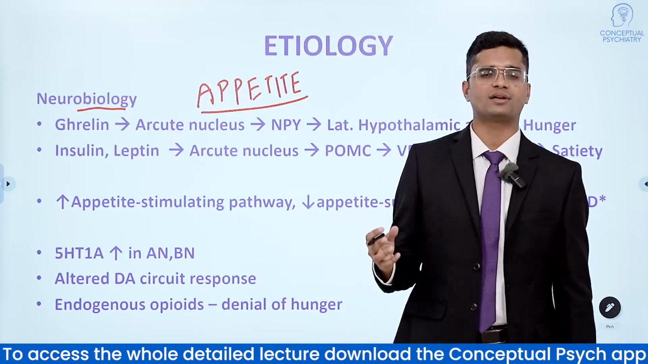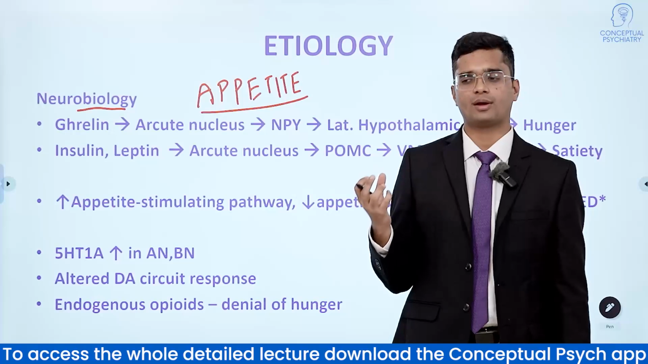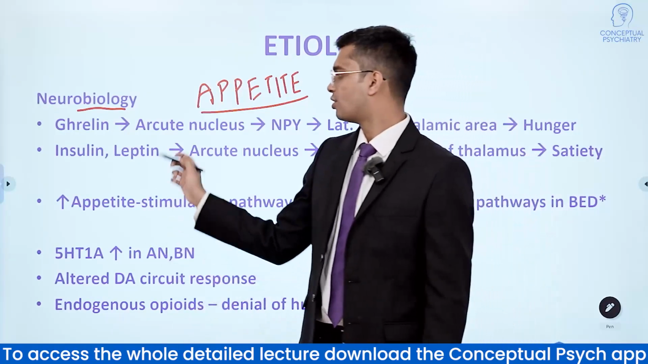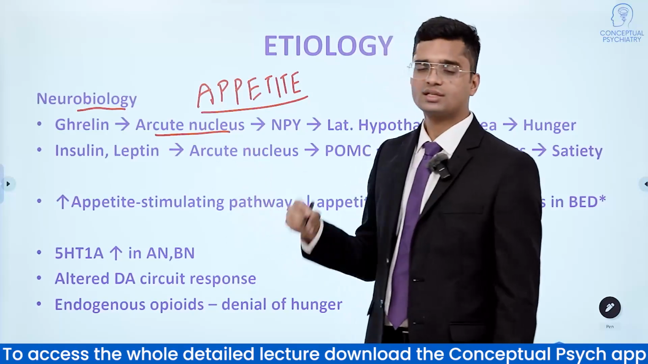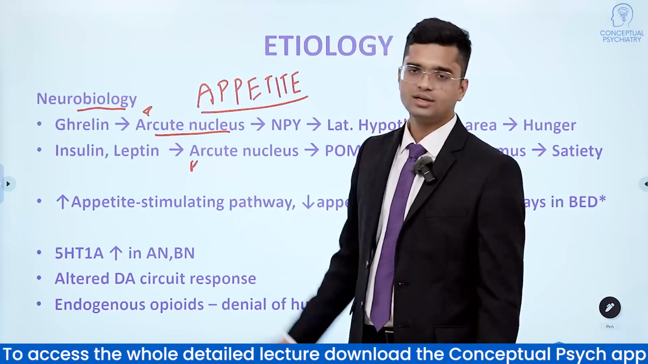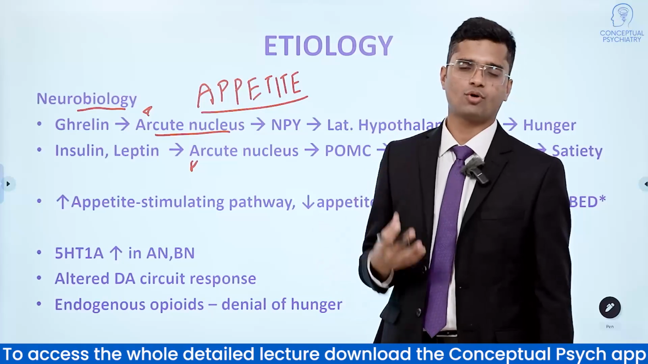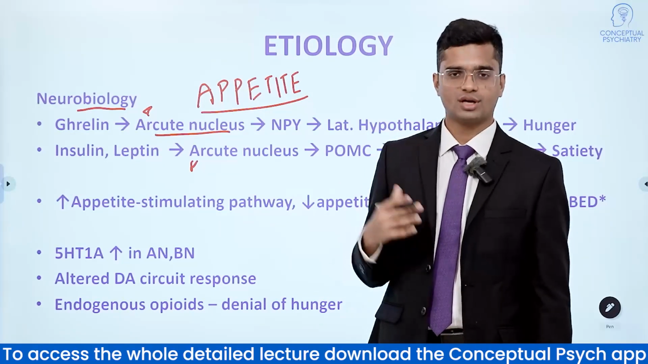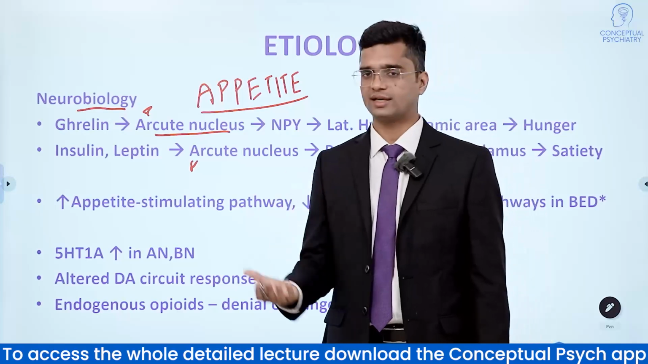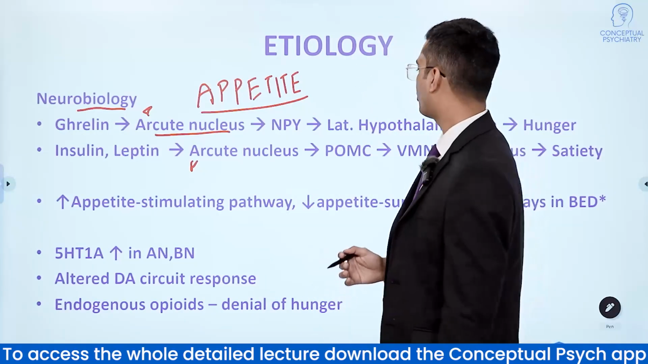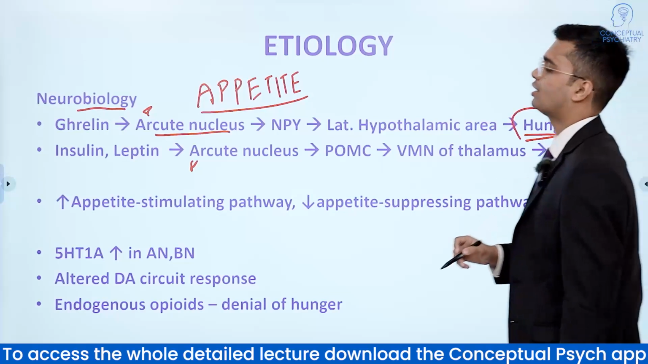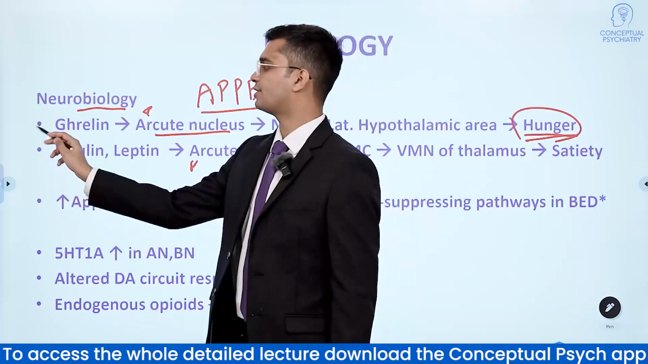The main center responsible for control of hunger and satiety is located in the hypothalamus. Out of the various nuclei of the hypothalamus, the arcuate nucleus is the key nucleus. Here, two types of neurons are present that are responsible for perception of hunger and satiety. So, for the perception of hunger, the primary hormone responsible is ghrelin.